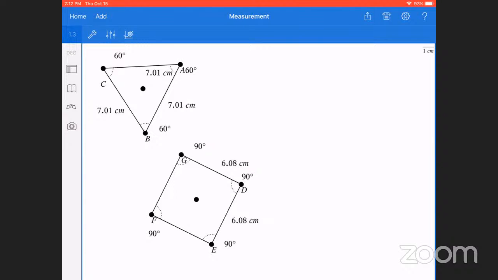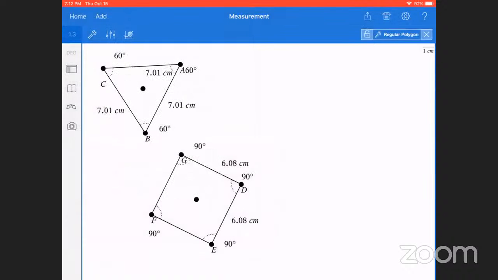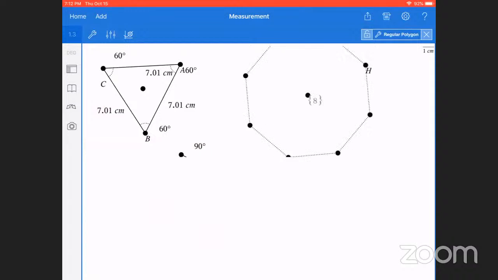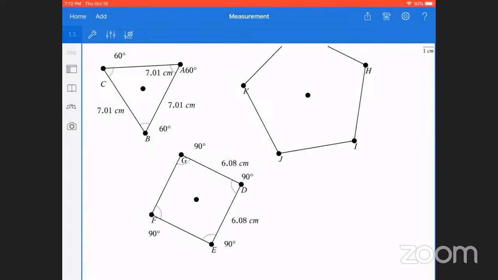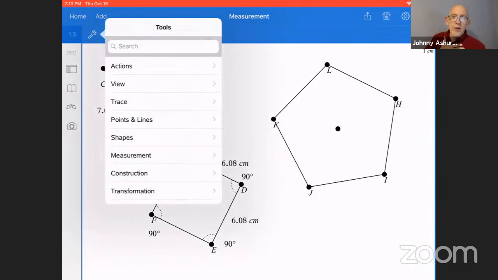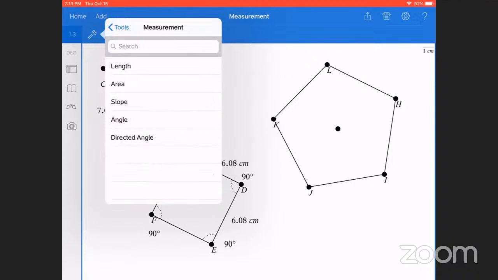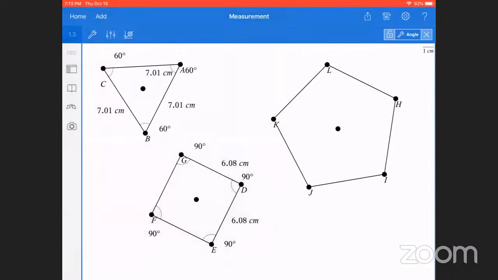Yes. I want to do one more regular polygon. So I'm going to go back to shapes in regular polygon and do my tap, tap, hold. And this time I'm going to make this. Johnny, what is that? That's a pentagon. Right, because what makes it a pentagon? 5 sides in a closed figure, or it would not be a polygon. Excellent. Thank you. So we're going to measure one of these angles.